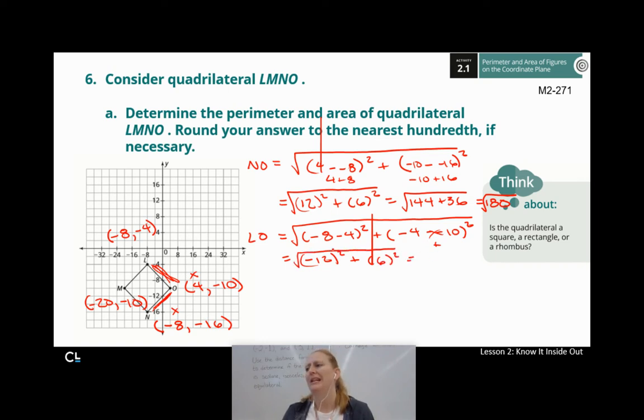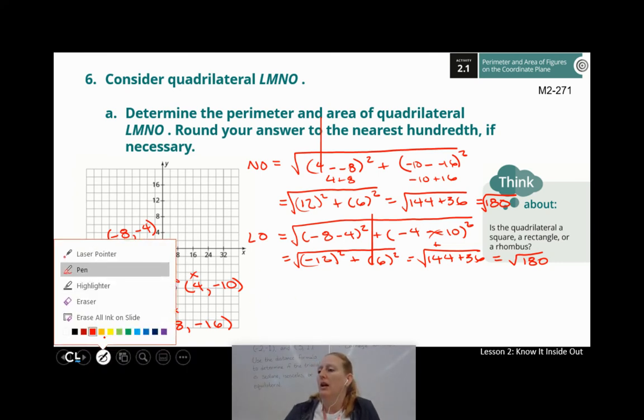This looks familiar. -12 squared is a positive 144. -12 times a -12. 6 squared is 36. And once again, we have the square root of 180. Now, I could grab a calculator and do decimals, but I'm going to hold off for just a minute.